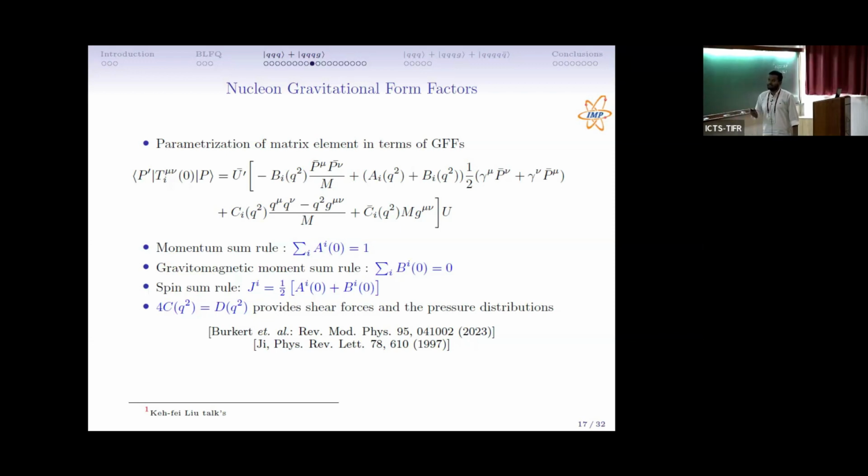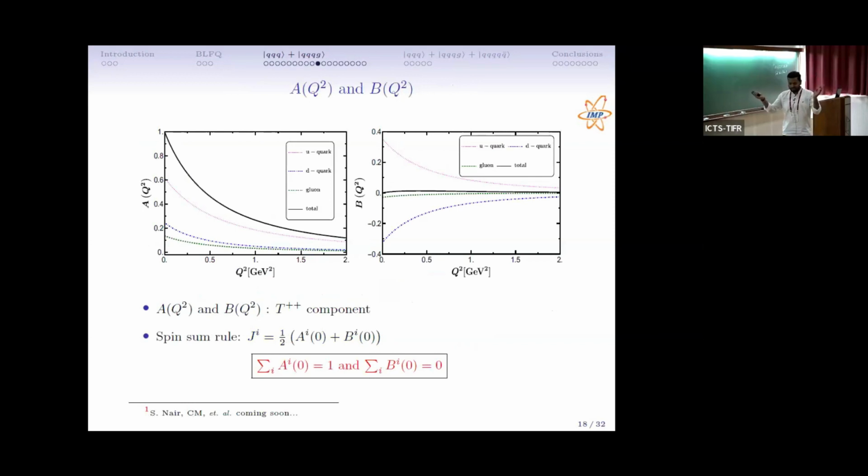There is another sum rule based on the form factor C. If you sum over all C0, that should also be 0. That is because of the conservation of the energy momentum tensor. Another form factor is the D term, which is 4C, that provides all this mechanical information. In our case, we know the wave functions, we know the energy momentum tensor, so we can calculate all these things. So these are the results.